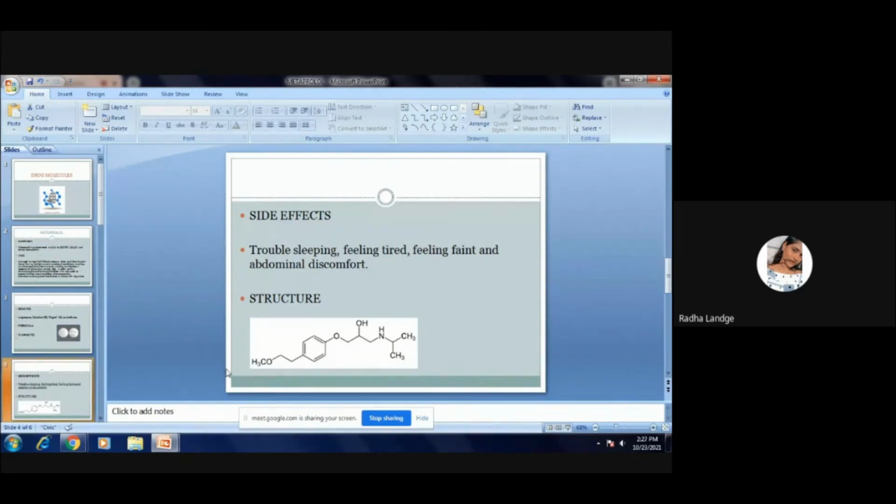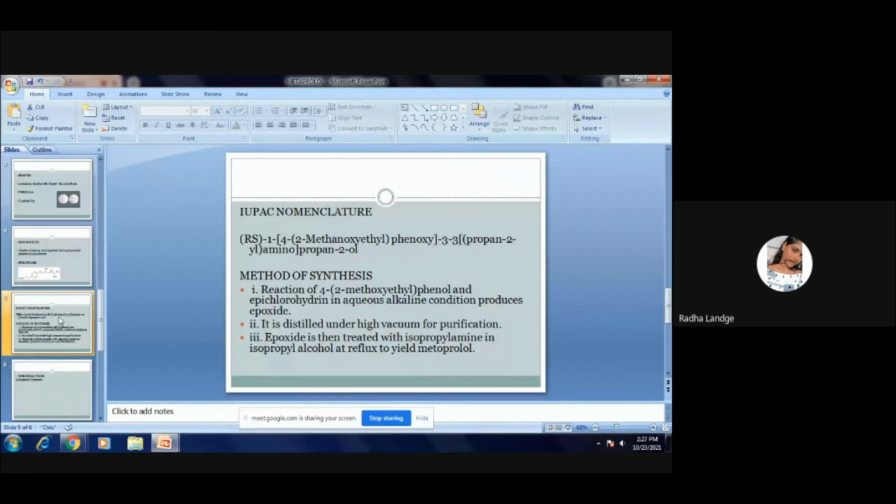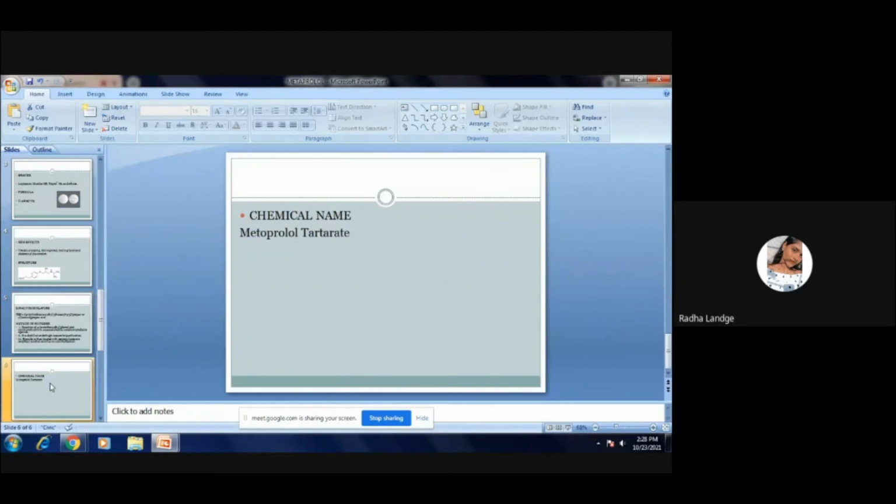This is its structure, and it contains a benzene ring in it. Its IUPAC nomenclature is RS-1-[4-(2-methoxyethyl)phenoxy]-3-(propan-2-ylamino)propan-2-ol. Its method of synthesis: reaction of 4-(2-methoxyethyl)phenol and epichlorohydrin in aqueous alkaline condition produces an epoxide. It is distilled under high vacuum for purification. The epoxide is then treated with isopropylamine in isopropyl alcohol at reflux to yield metoprolol. Its chemical name is metoprolol tartrate.